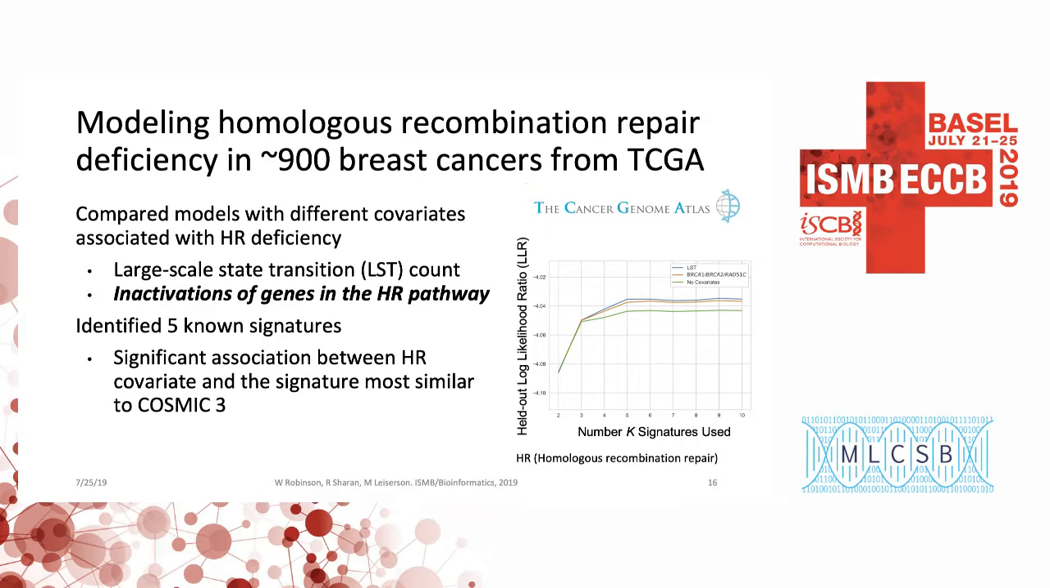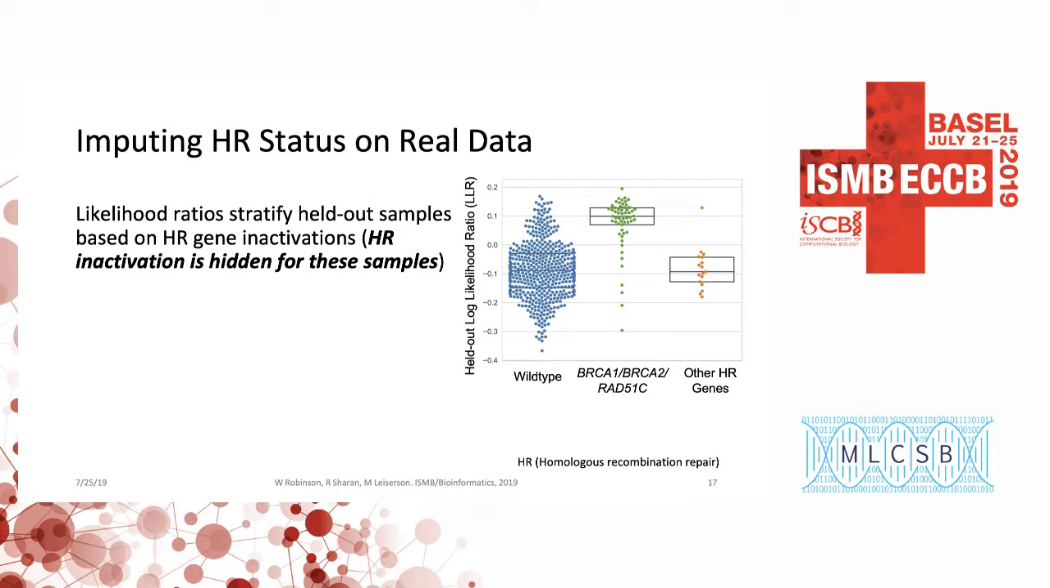Using these covariates, we identified 5 known signatures, and we found only one significant association, between the HR covariate and the signature most similar to COSMIC 3, which is the one it has already been associated with. Next, we wanted to test our ability to impute the status of the HR covariate on real data. We used the imputation framework that I showed earlier, where we trained the model on a subset of the data, and then for the test data, we tried to impute the covariates using the model and the mutation counts.